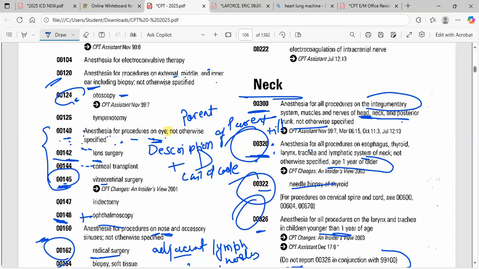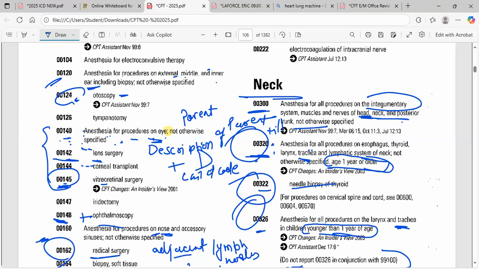So our question is, general anesthesia for a 9-month-old and the patient is undergoing a tracheostomy. We have two options, 320 and 326. 320 is for the trachea and 326 is anesthesia for all procedures on the larynx and the trachea. This one is when the age is 1 year or older, and this one when the patient age is younger than 1 year of age.